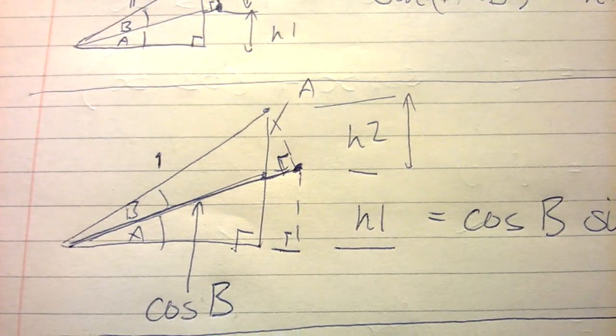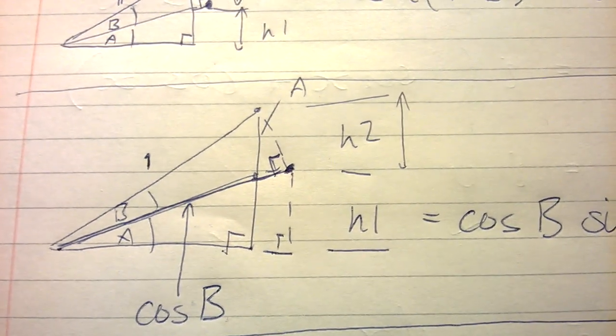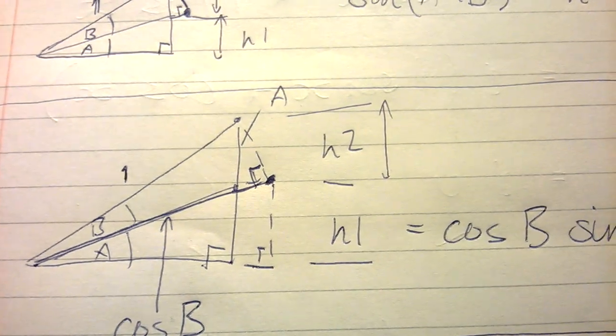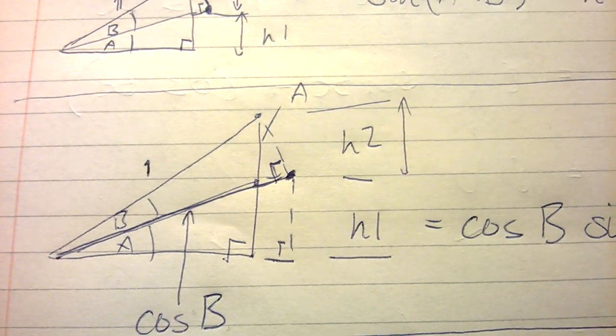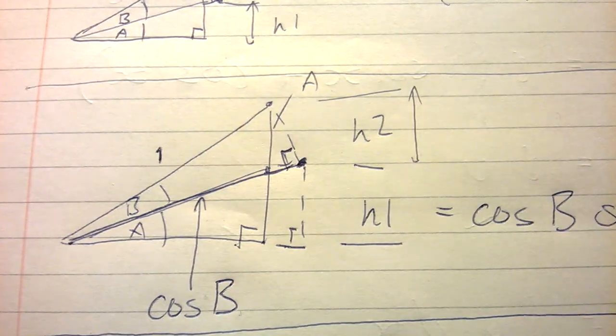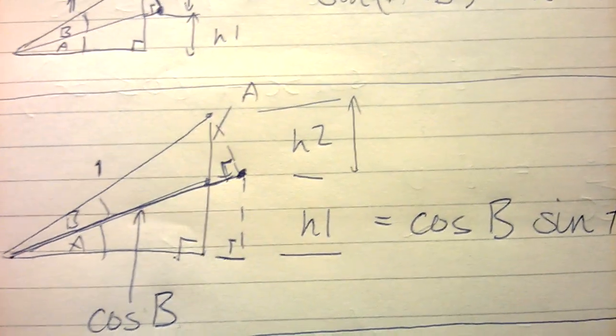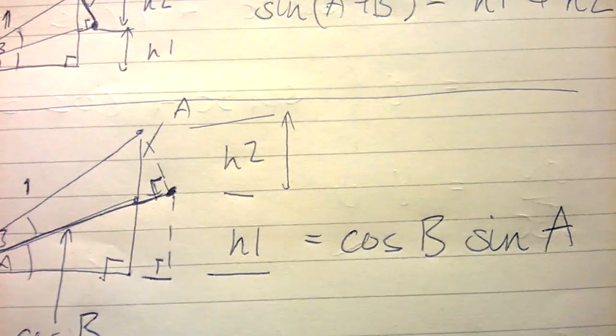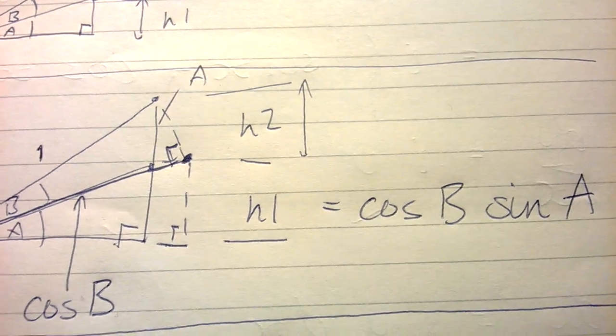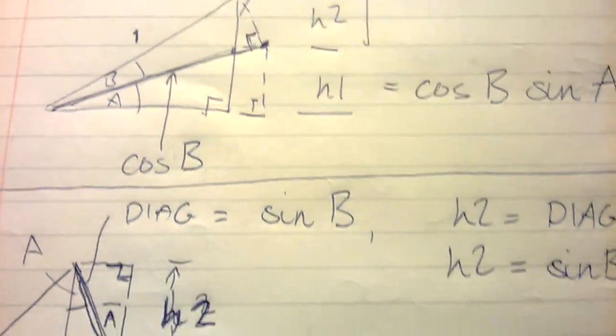And then if you look at h1, it will be that cos B, which is the extended line, times sine A. So h1 is cos B sine A. So we need to then get h2.